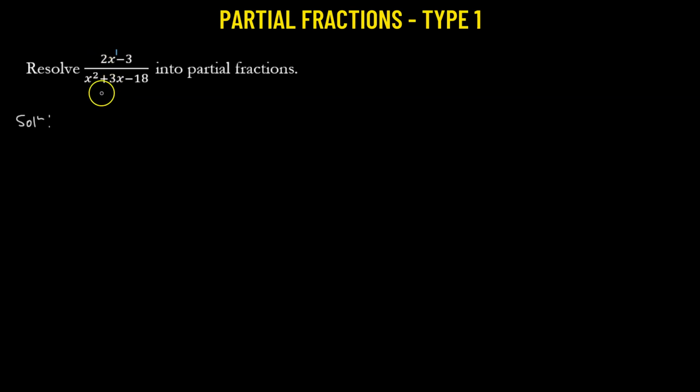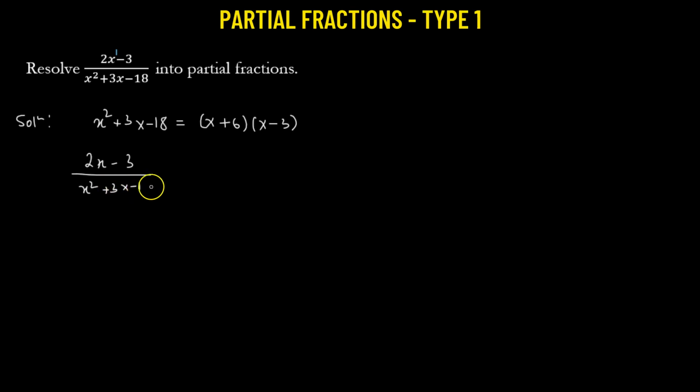Now, all we have to do is factorize the denominator, which is x squared plus 3x minus 18. If we use standard techniques, the factorization is going to be x plus 6 multiplied by x minus 3. So we have a rational fraction 2x minus 3 divided by x squared plus 3x minus 18. This can also be expressed as 2x minus 3 over the denominator expressed as the product of its factors, x plus 6 times x minus 3.